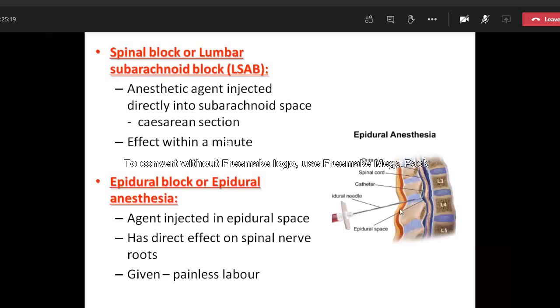and during cesarean section. Also for anesthesia of the lower limb, especially in cesarean section, you give a spinal block. Next is the epidural. I mentioned epidural anesthesia before: you inject the anesthetic drugs in the epidural space. Epidural anesthesia is usually given during painless labor, painless childbirth, while in cesarean section you usually give the spinal block.